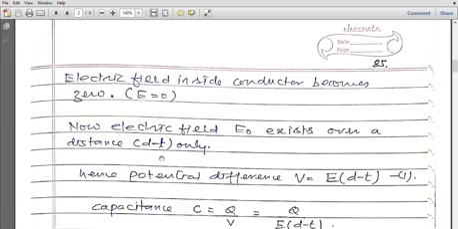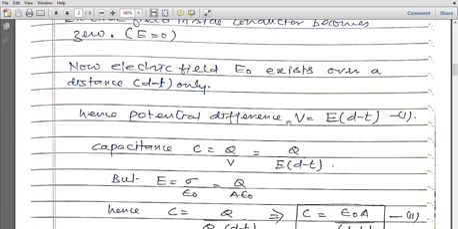So what is the formula for potential difference? Potential difference is electric field into separation. So the electric field is, sorry, it is E0, and the separation is d minus t. So C is equal to Q upon V. The subscript zero means just air or vacuum. Okay, so we can write it here E0. C is equal to Q upon V. Value of V is E0 into d minus t.